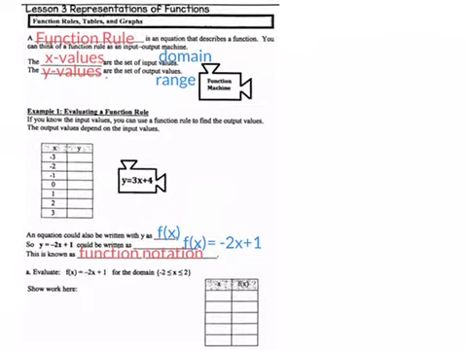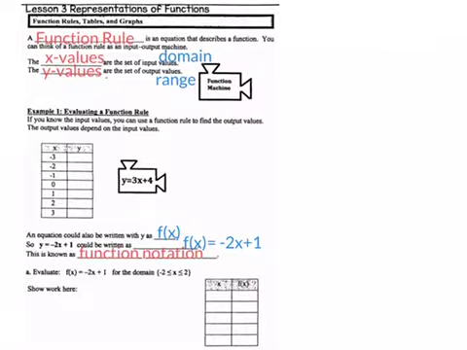For the beginning part, a function rule is an equation that describes a function. You can think of a function rule as an input-output machine. Basically with this, what you put into your equation will end up giving you some value as the output. So we're inputting values and getting something out from it.